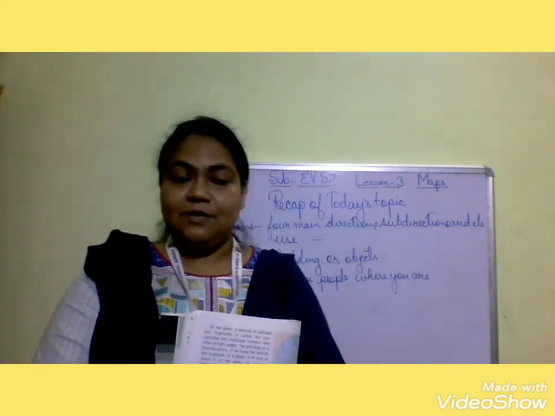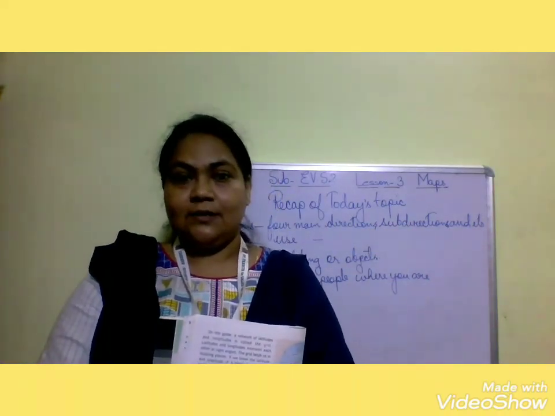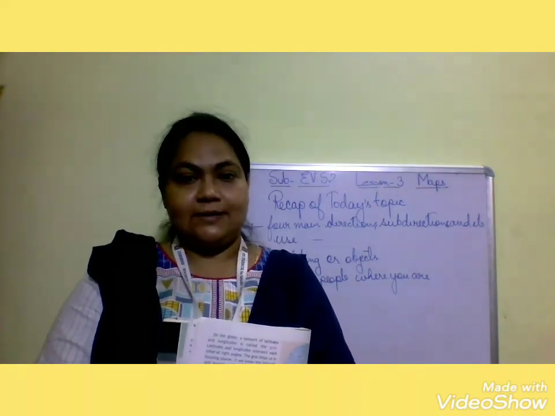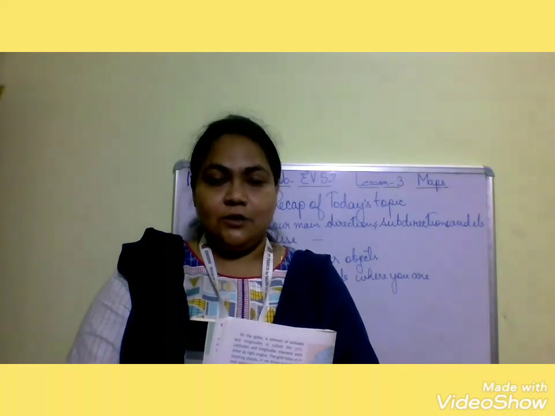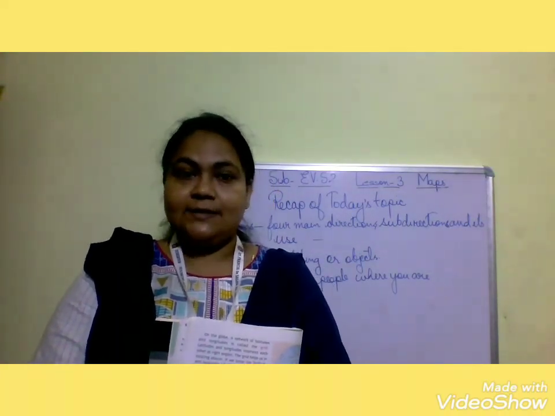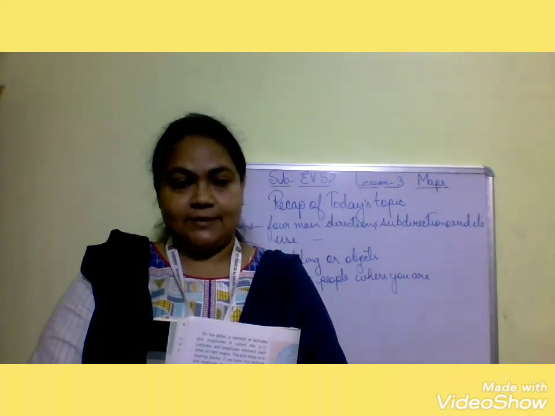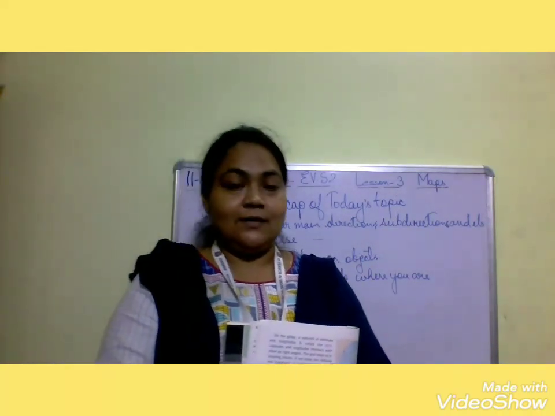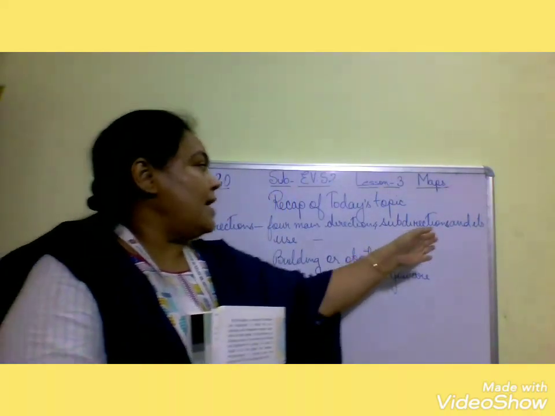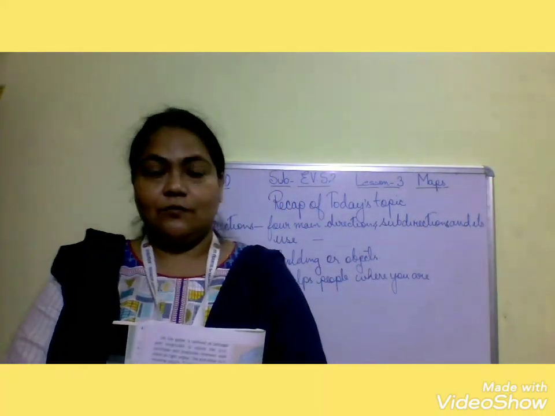Okay, children, then we have learned about the sub-directions. And what are the sub-directions? Northeast, southeast, southwest and northwest. I would repeat it again. Northeast, southeast, southwest and northwest. Okay, children, these are the 4 sub-directions. Now what are its uses? Uses also we have learned.